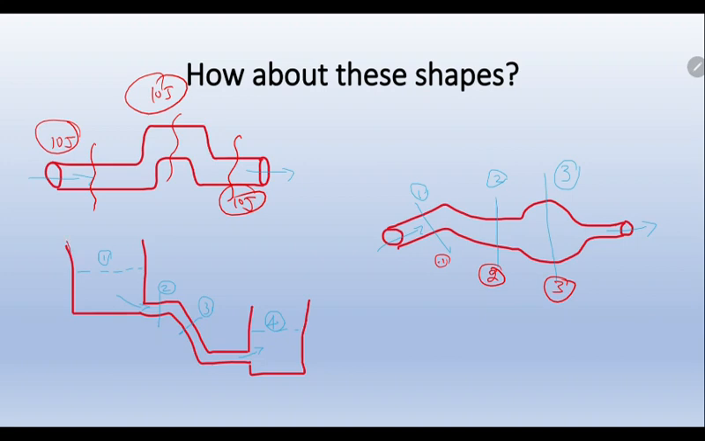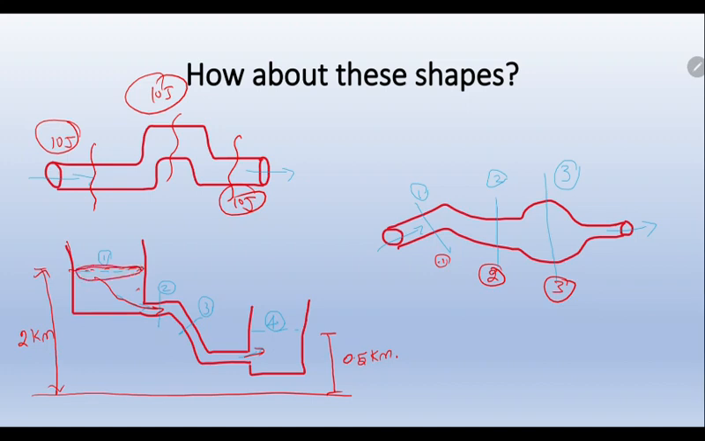Now look at this particular example in which water is at an elevation of 2 kilometers, and this elevation is, let us say, 0.5 kilometers, otherwise 500 meters. Water is rushing through a pipe from one tank to another tank. So the total energy of the fluid in this section is equal to the total energy of the fluid in this section, is equal to the total energy of the fluid in this section. This is unbelievable.